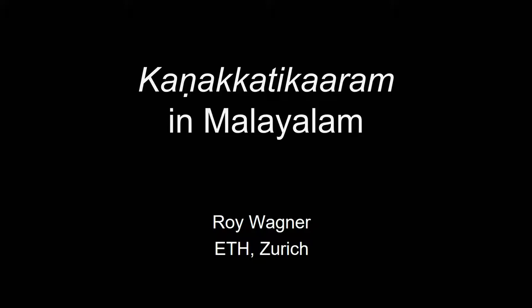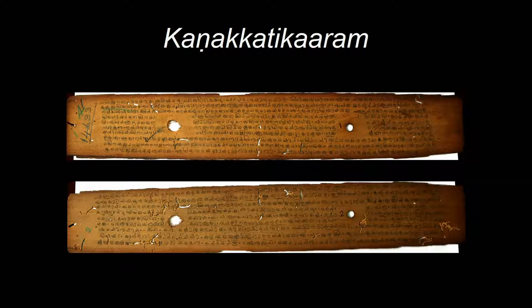It covers invocations, introduction, and the small numbers. You can look at it later. But always assume that there are many mistakes there. It's still very difficult for us to handle this. So this is what a Kanakkatikaram manuscript looks like. And this is something that comes in many versions.